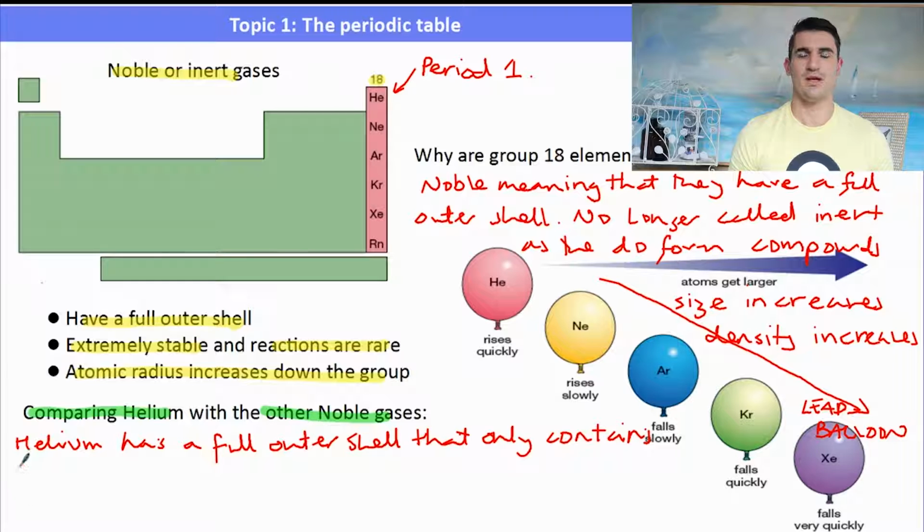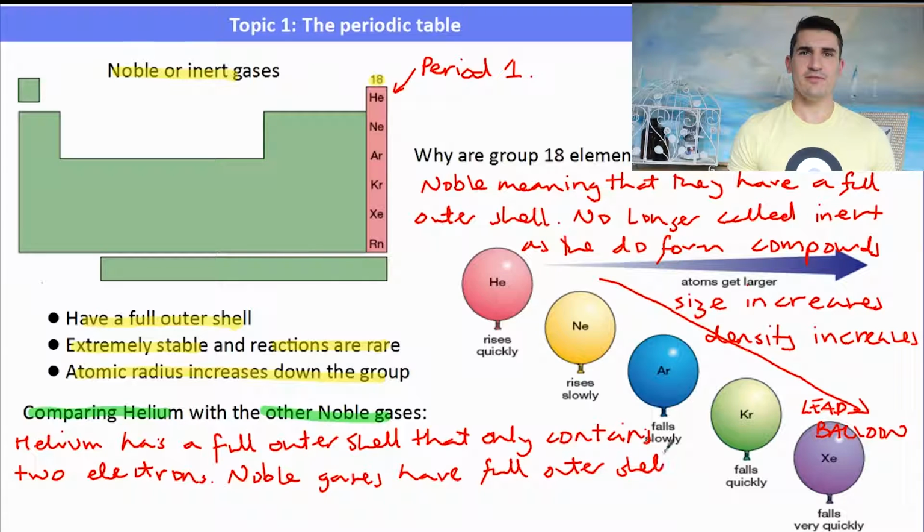So it does have a full outer shell. Helium displays many properties that are similar to the noble gases, i.e. it's very unreactive. It doesn't burn, it doesn't form very many compounds, so it is a very unreactive or inert atom.